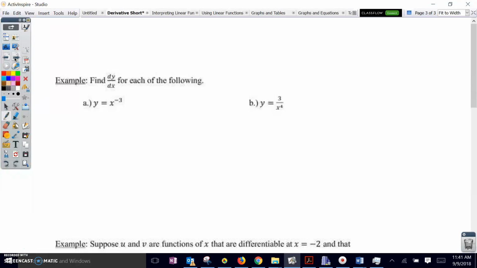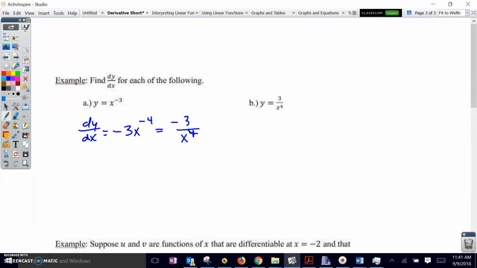Alright, y equals x to the negative 3. So dy dx is equal to negative 3x to the negative 4, which I could also write, if I wanted to, as negative 3 over x to the 4. Either one of those would be acceptable in this case.